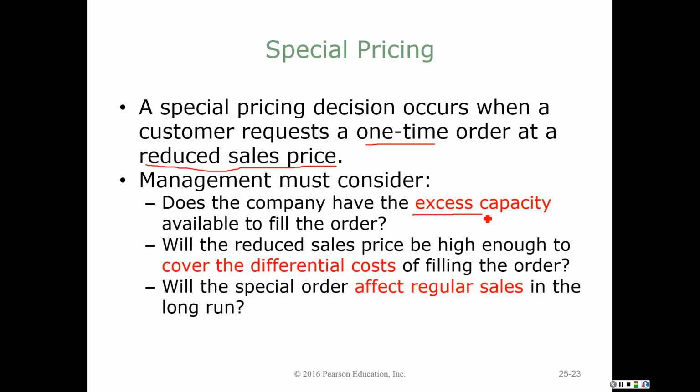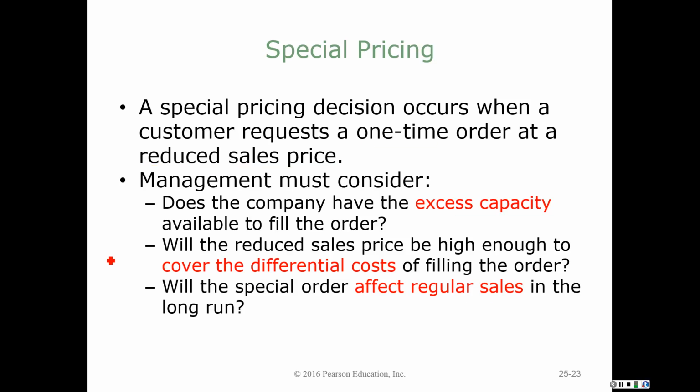Do we have excess capacity? This simply means, do I have the machine hours and the man hours to be able to generate this special order? Will the reduced sales price be high enough to cover the differential or the relevant cost for fulfilling this order? And will it impact my regular sales in the future if my current customers find out that I have sold my product to someone else for almost half the price that I'm selling it to them?